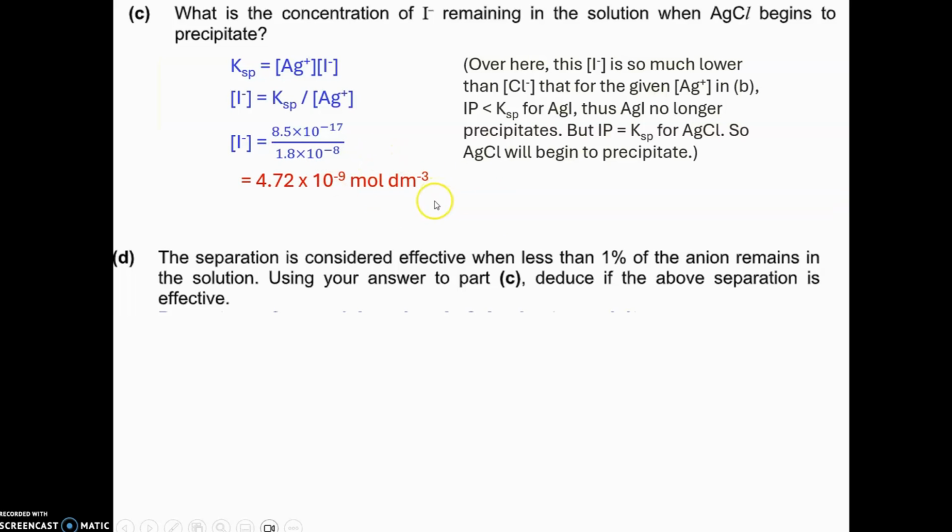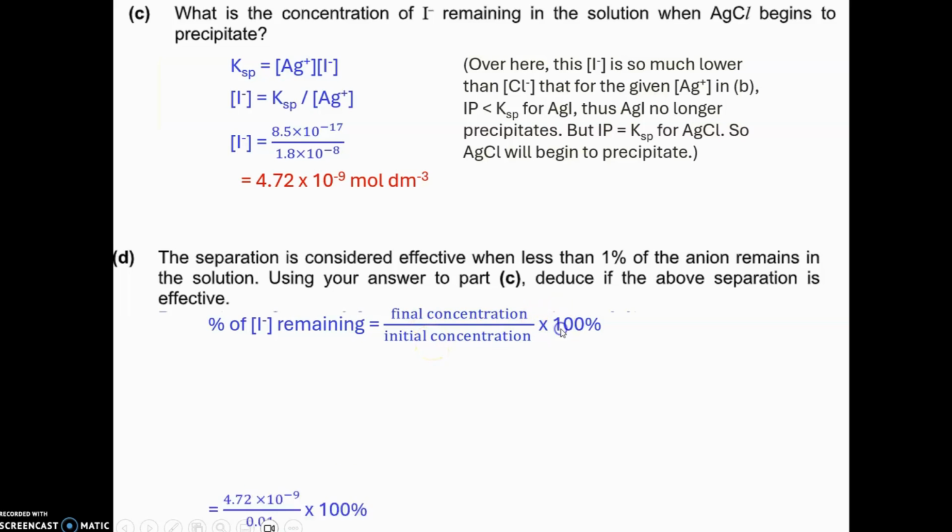Finally, part D. Separation is considered effective when less than 1% of the anion remains in solution. So to find the percentage of iodide ions remaining, we will take the final concentration over initial concentration times 100%, which will be 4.72 times 10 to the power negative 9 over 0.01 times 100%, which will be 4.72 times 10 to the power negative 5%.